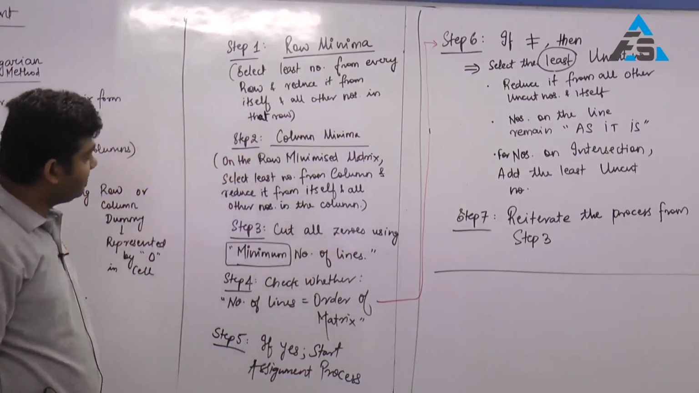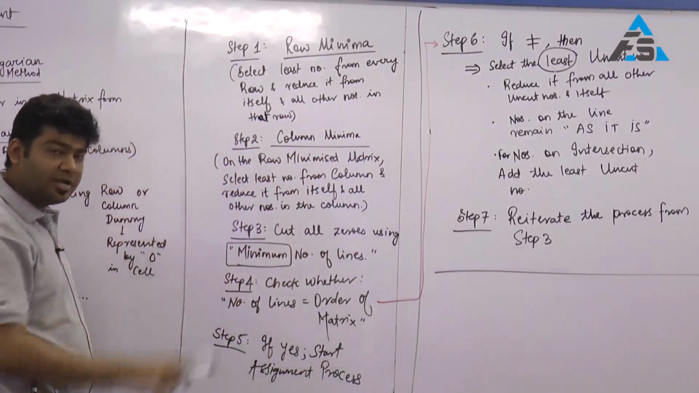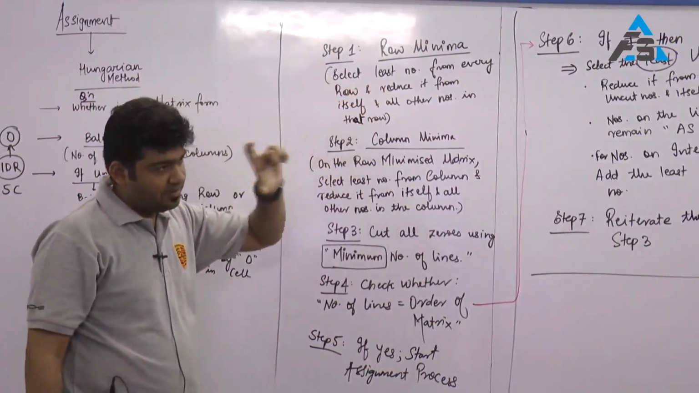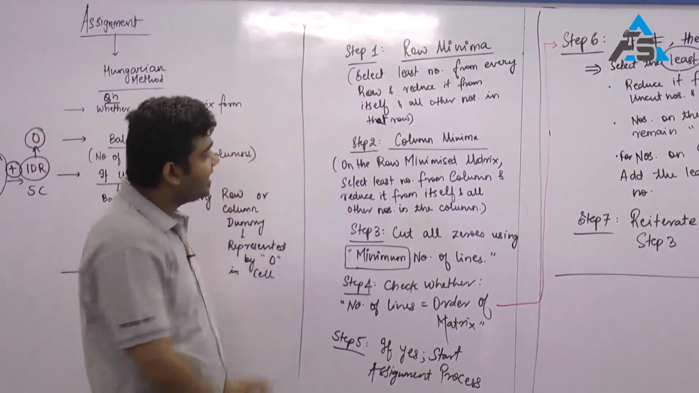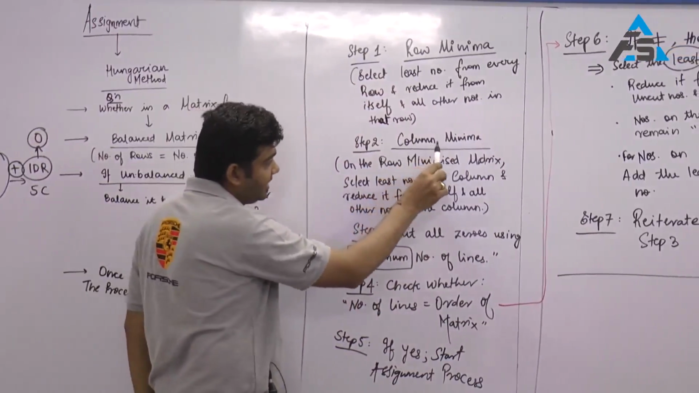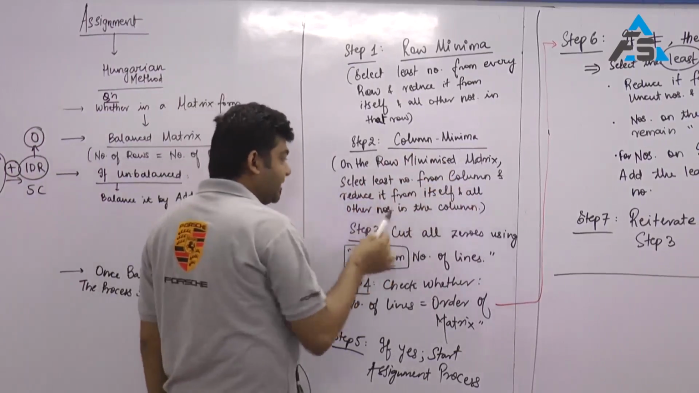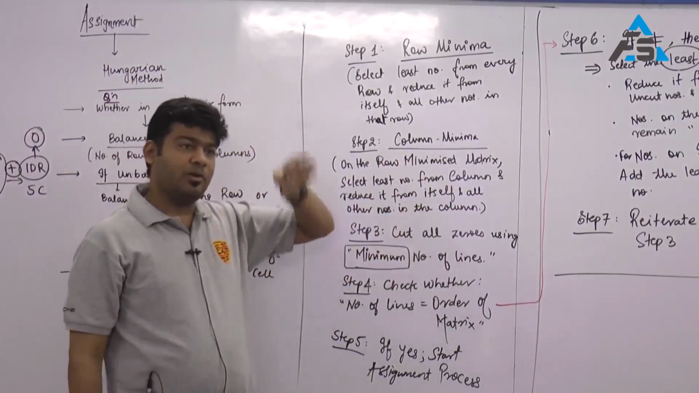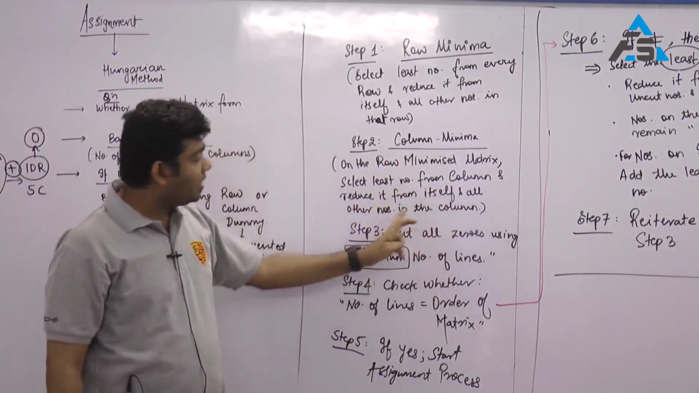Then comes column minima. On the row minimized matrix, so जिसके ऊपर मैंने row minima already perform कर लिया है, so there will be original question, I will perform a row minima. So row minima करने के बाद जो मेरा question दिखता है, उसके ऊपर मुझे क्या perform करना है? उसके ऊपर मुझे perform करना है column minima. On the row minimized matrix, select least number from the column. Concept wise similar.